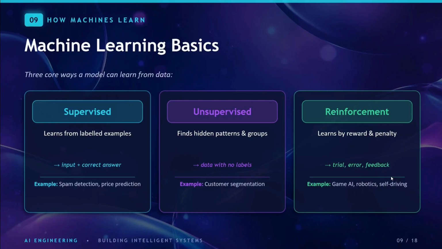The third approach is reinforcement learning. This is quite different from the first two. Here, the model learns by receiving rewards and penalties based on its actions, essentially learning through trial and error and feedback, similar to how a person learns to play a video game by trying different strategies and seeing what works. This approach is commonly used in game AI, robotics, and self-driving cars, where the system needs to learn optimal behavior through continuous interaction with its environment.